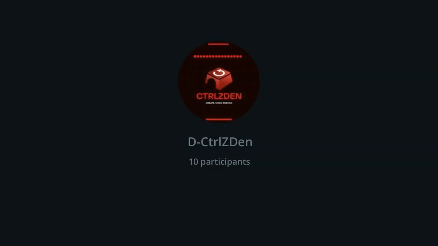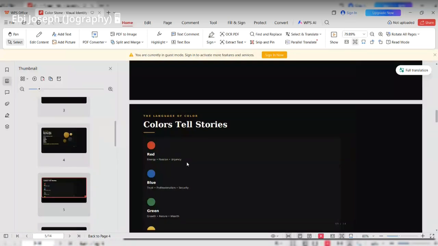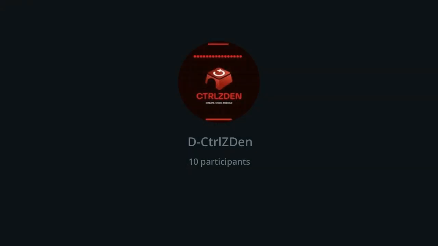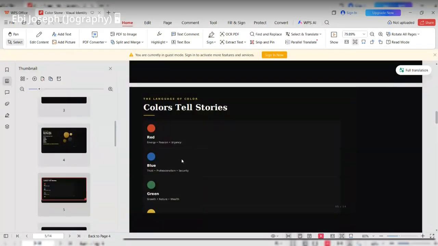Each brand has its own perceived color and what they stand for. So you need to understand these things. Trust, professionalism, and security, that's what blue stands for. Then green stands for growth, nature, and wealth. That's what green stands for.